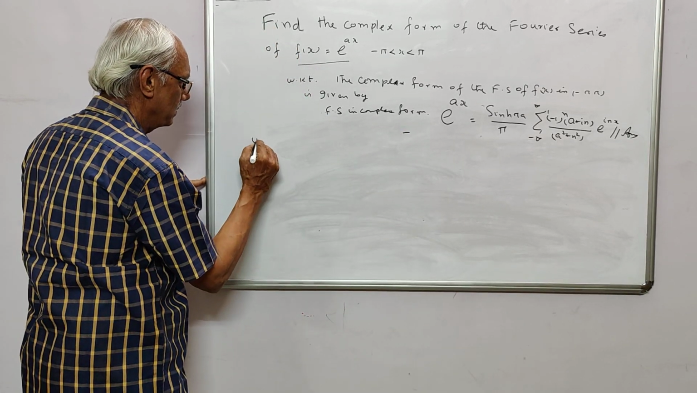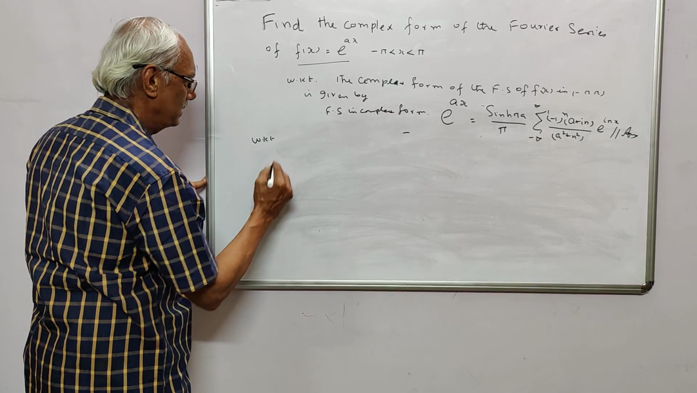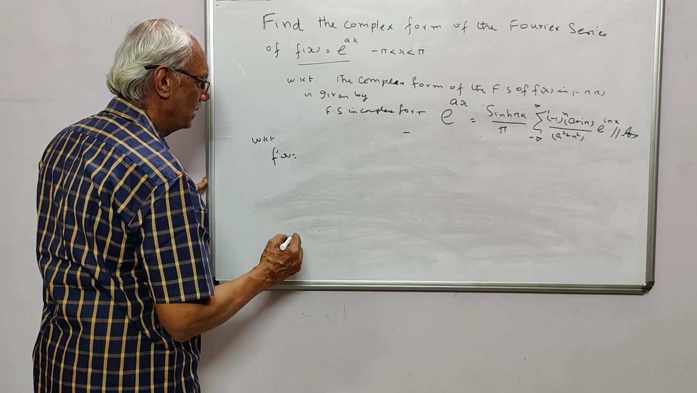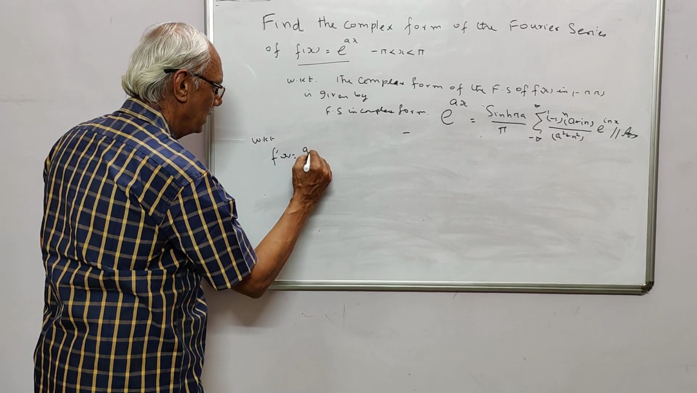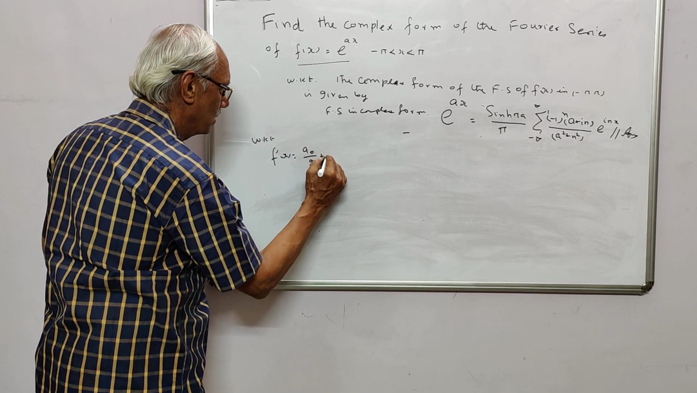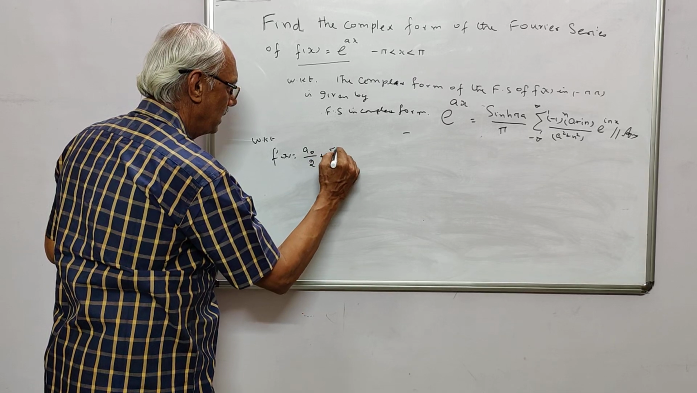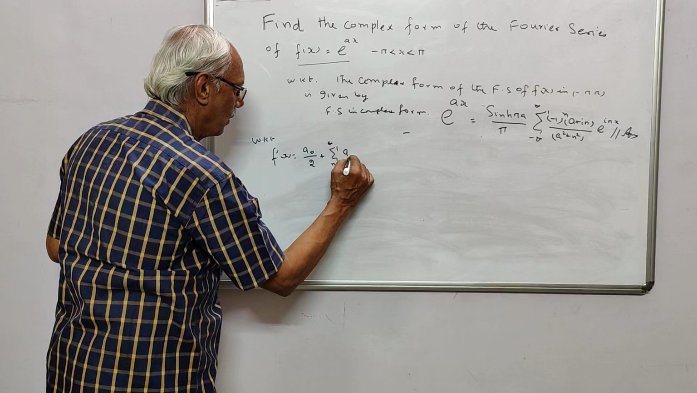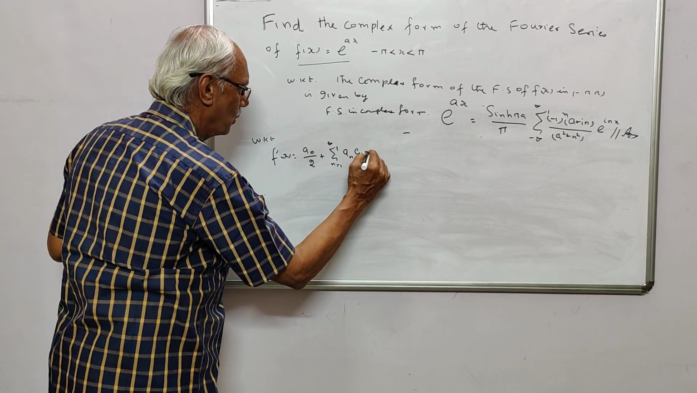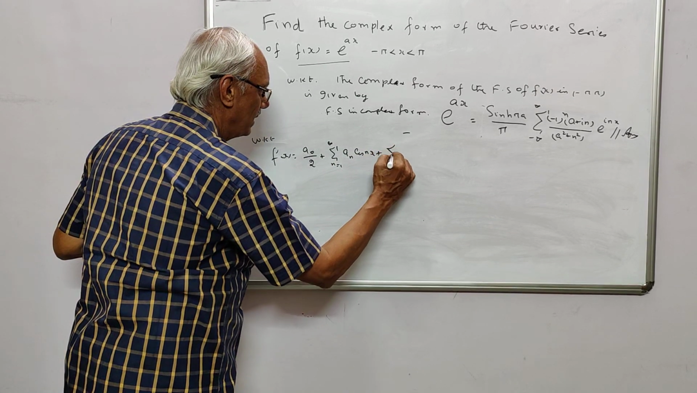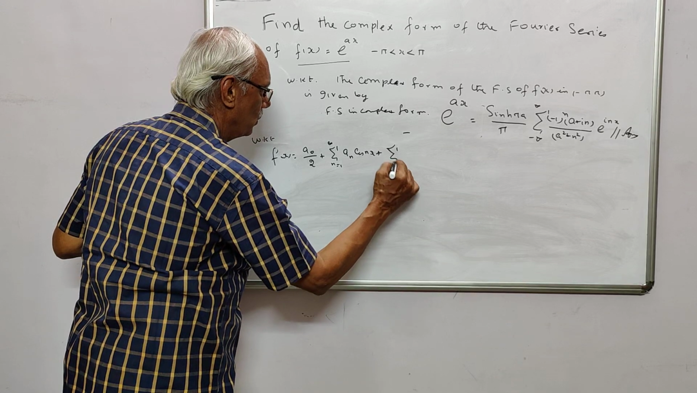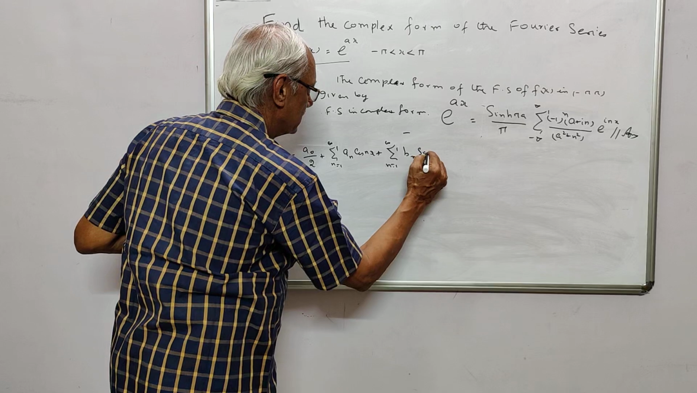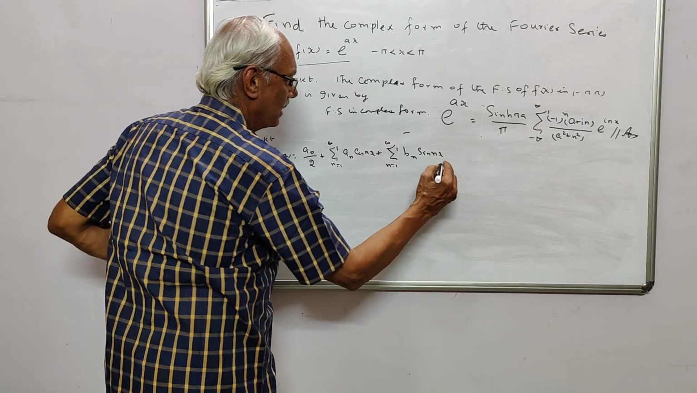We know that f of x is equal to a naught by 2 plus the sum from n equals 1 to infinity of an cos nx, plus the sum from n equals 1 to infinity of bn sin nx.